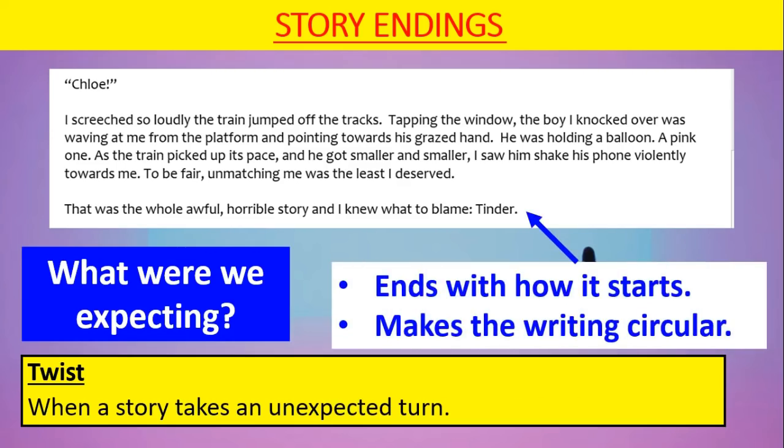Okay, again, the last sentence is, that was the whole awful, horrible story. So I've made it sound like it was a really bad thing in her life. But then the main thing is, I knew who to blame: Tinder. So it ends with how it starts. We started with I knew who to blame, Tinder, and it ends with how it starts.